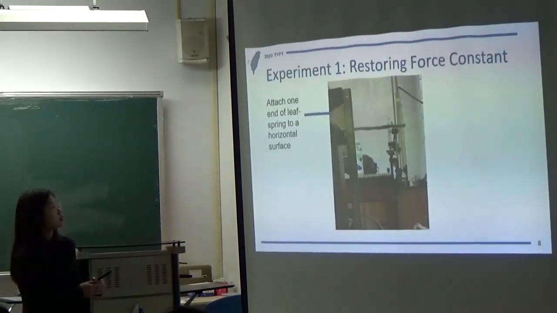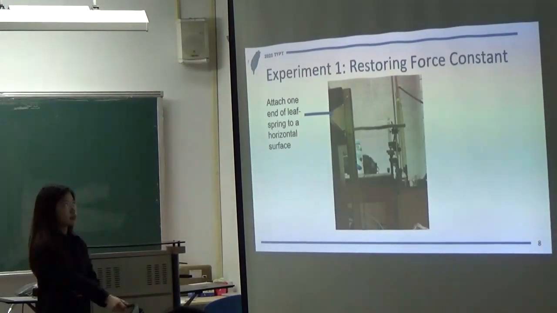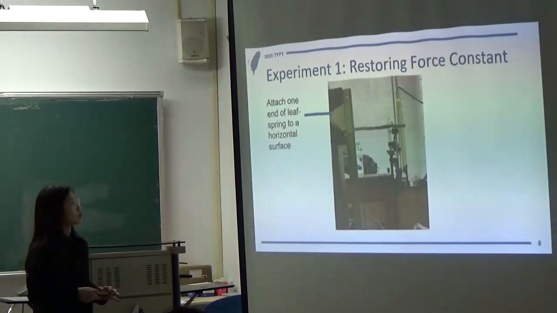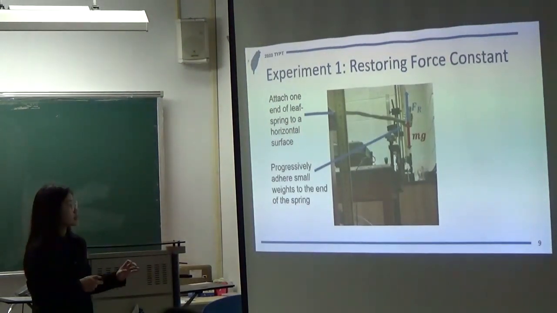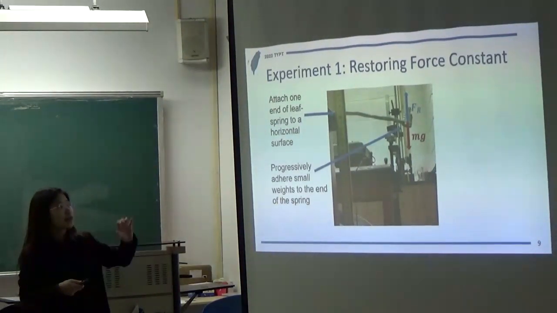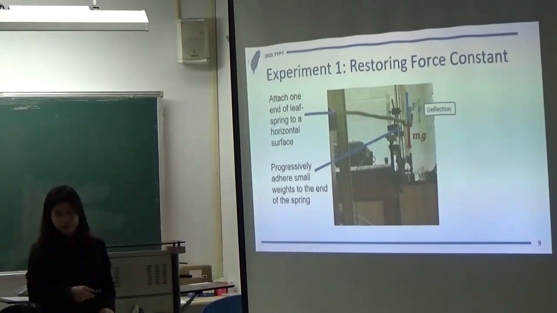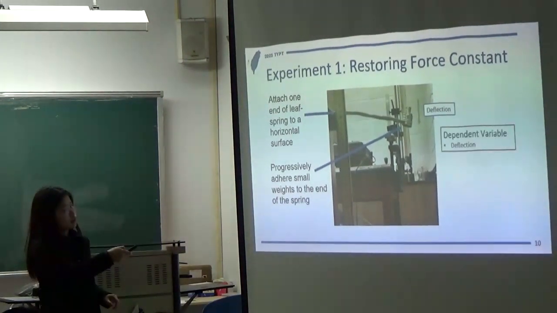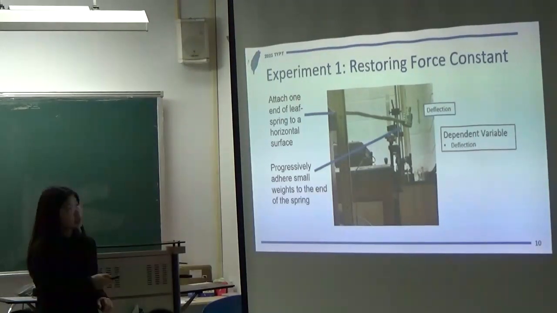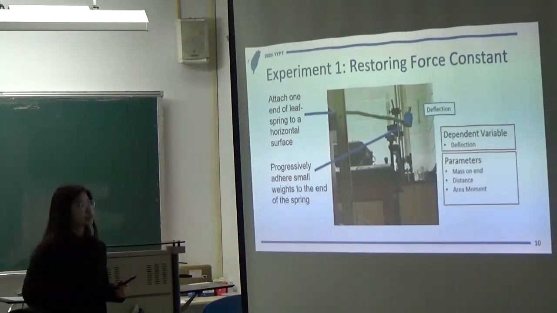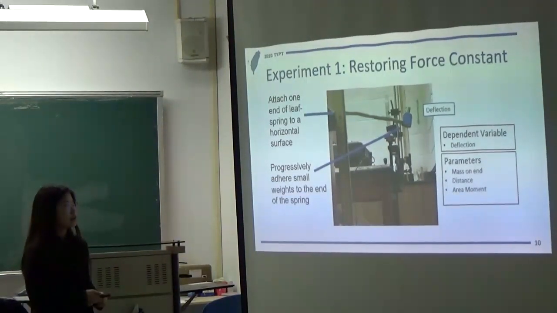The first experiment is looking for the restoring force constant. We attach one end of the leaf spring to a horizontal surface, and we progressively add small weights to the end of the spring. We get a restoring force upward and mg downward. Deflection is seen here. The dependent variable is deflection, and the parameters are the mass on the end, the distance, and the area moment, which includes the thickness.